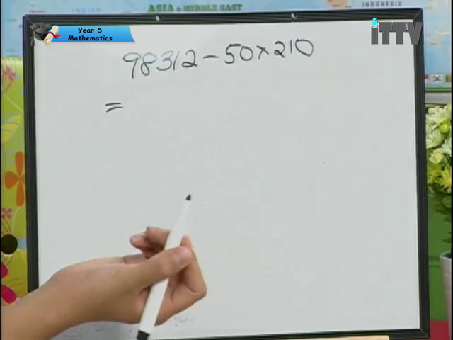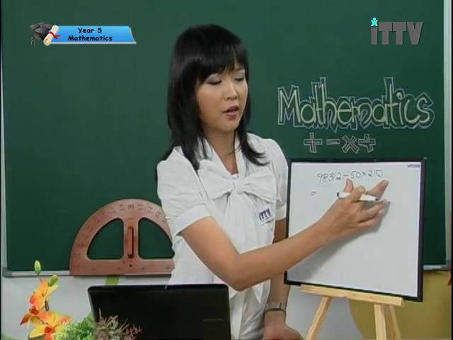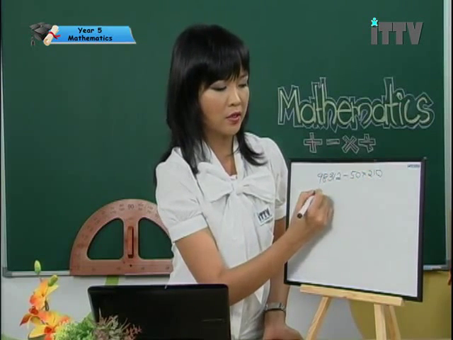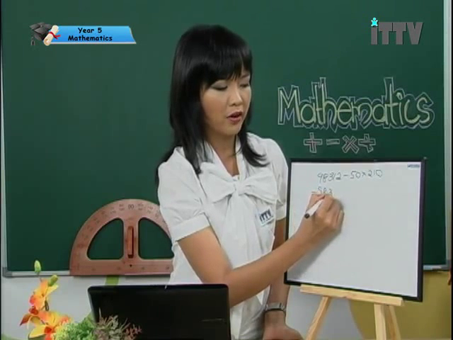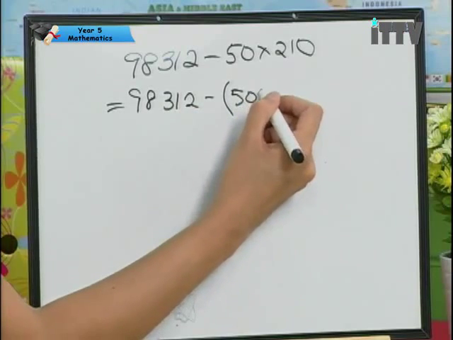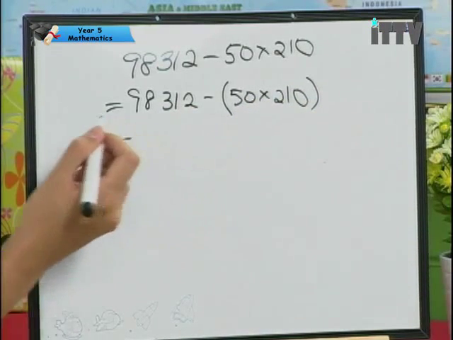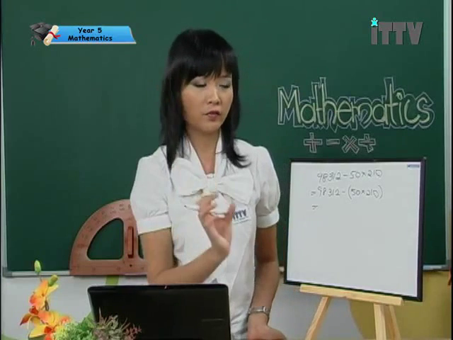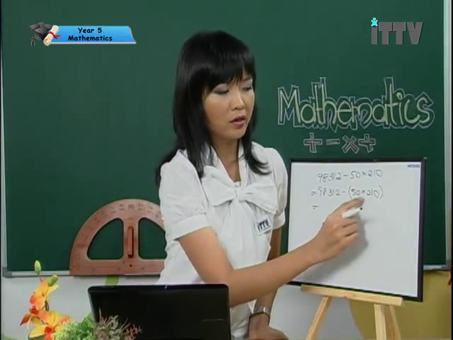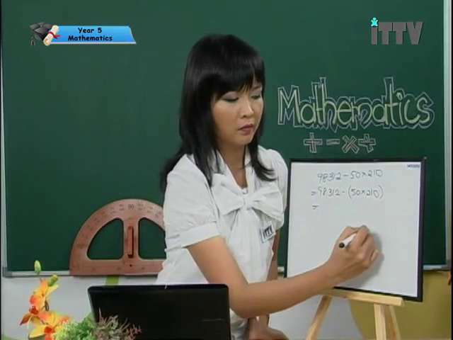We can actually add our own brackets. So, since we want to solve this segment first, I will put brackets around it. Copy down this part. Put a bracket there. The brackets will help me to remember to solve it first. Yeah? Now, what is 50 times 210?